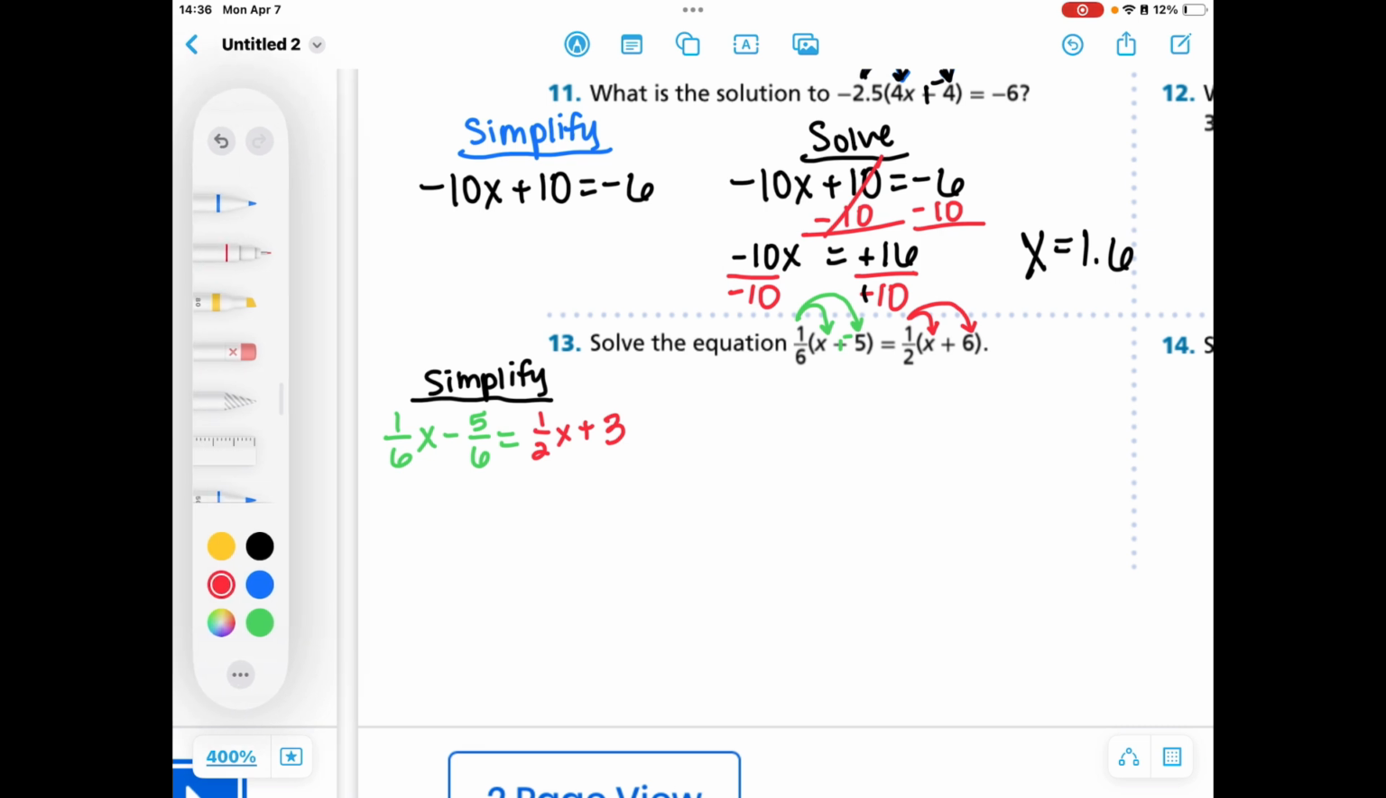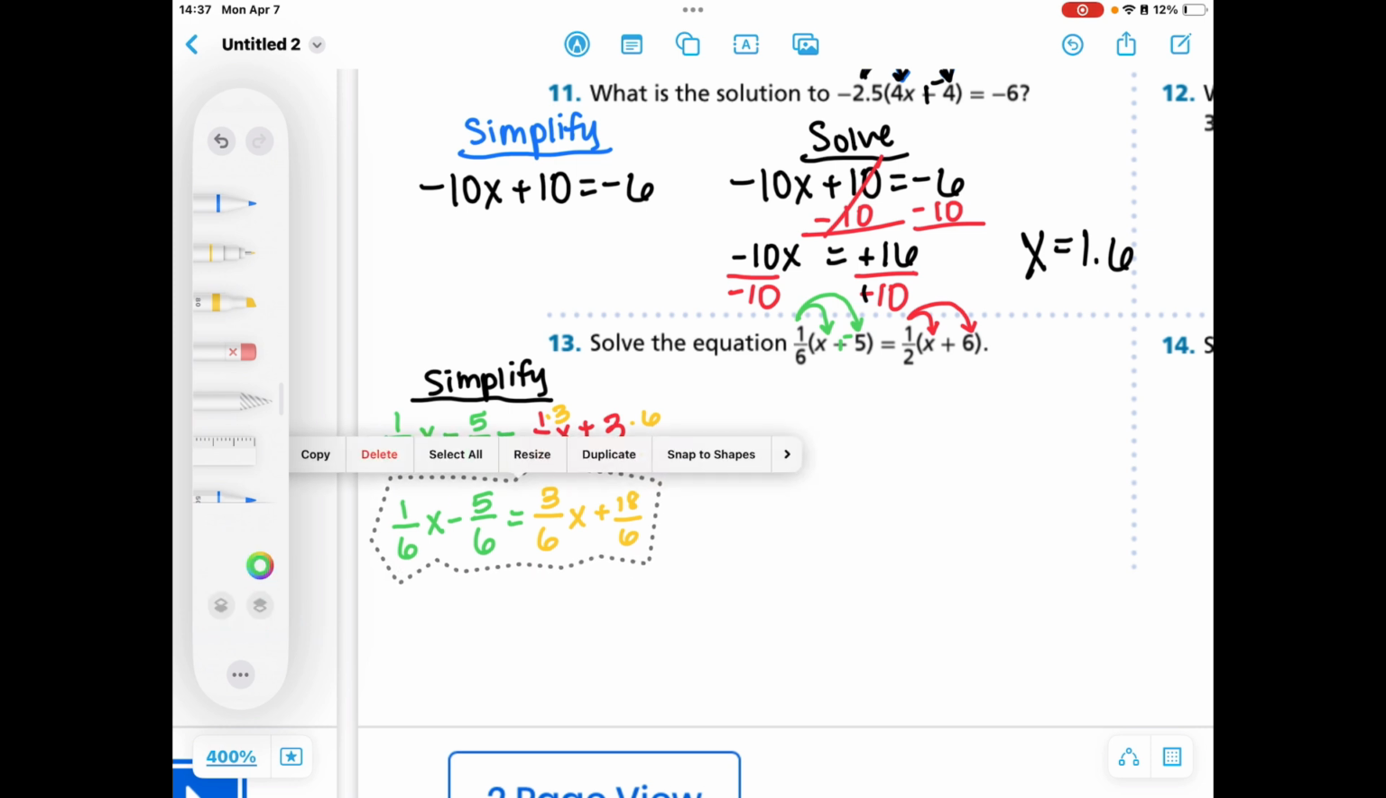Now it does seem like I need a common denominator, so I'm just going to put a 3 over 1. And it looks like that common denominator will be a 6. So my first part here can stay the exact same. It's just the second part that's going to need to change. I need to multiply that top and the bottom by 3, which gives me 3 over 6x. And then for the second one, I actually need to multiply by a 6, which will be an 18 over 6. This is what I'm going to be using to solve for my x.